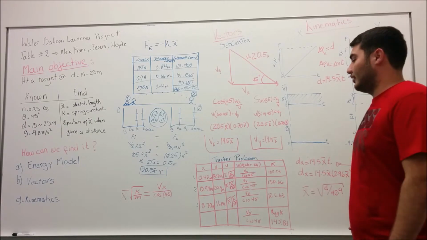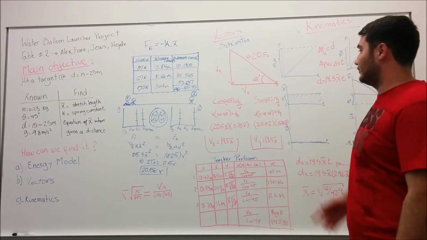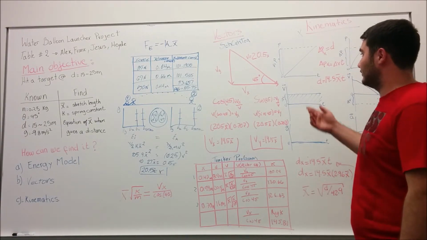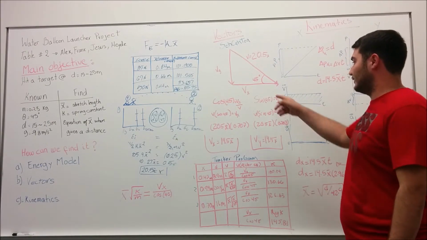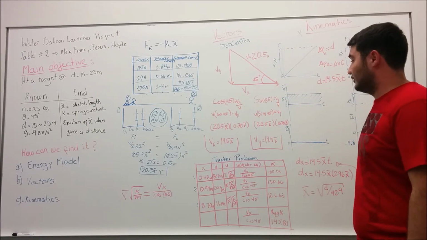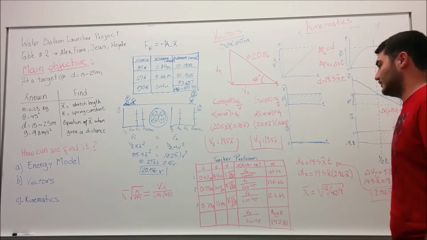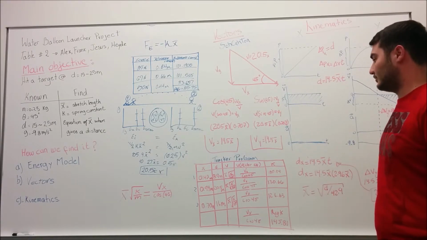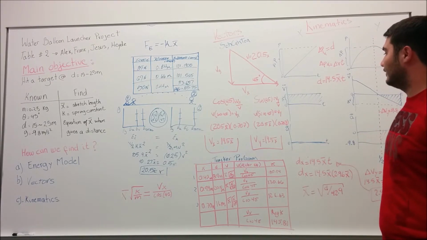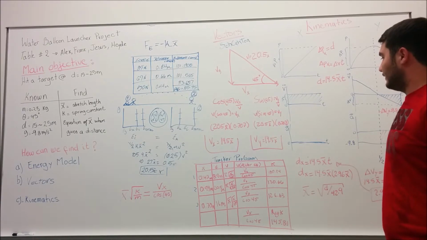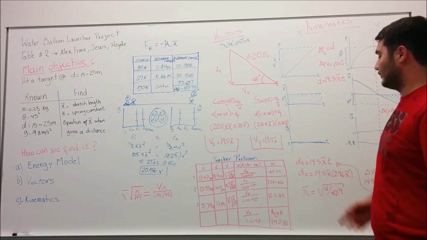After we found our velocity using the LOL energy diagram, we simply use vectors and SOHCAHTOA to find the components of the velocity. We use cosine of 45 times our velocity to find Vx, which was 14.5 times x bar, and sine of 45 times velocity to find Vy.